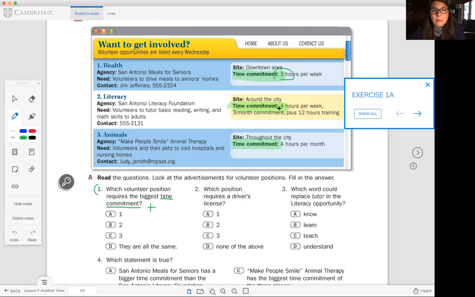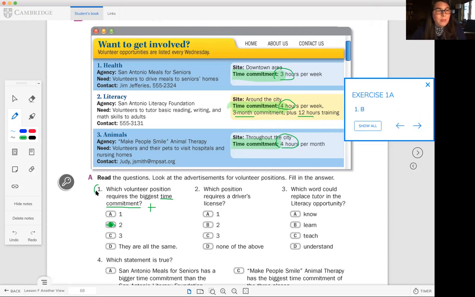3 hours, 4 hours plus a 3-month commitment plus 12 hours. And this one is 4 hours per month. 4 hours per week, every week. 4 hours per month, once a month. So which one is the biggest time commitment? Clearly this one, which is number 2. So you're going to fill that one in there. And let's check. Yay, B.